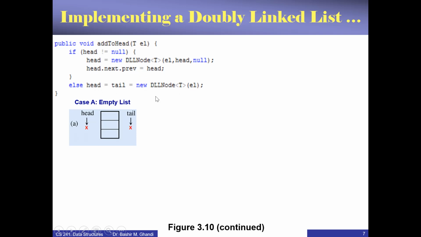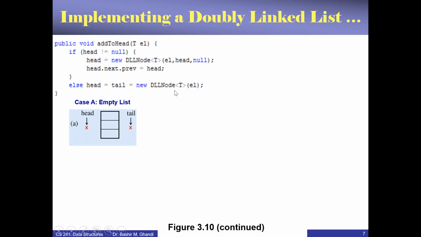Okay, so we're going to look at this one first. If you say new, remember new creates an object. What type of object? In this case, an object of type DLL node. So this is the object that we're going to get. A DLL node object will have three variables: info, next, and prev. So that's what we have.